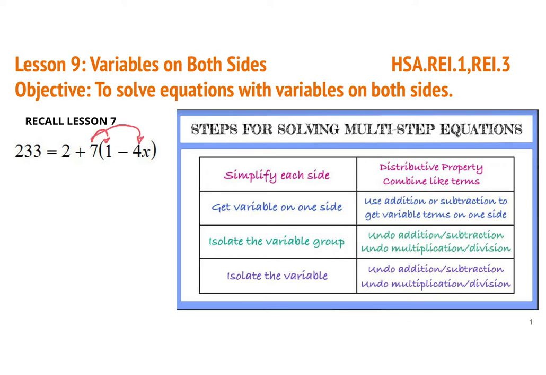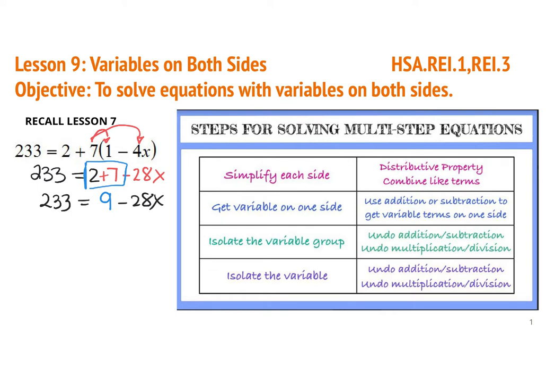So I end up with a positive 7 minus 28x. And I'm going to bring down everything I did not use. So 233 equals 2. Then I'm going to combine like terms. So 2 plus 7, which is 9, equals 233.